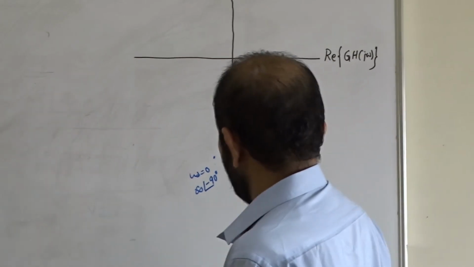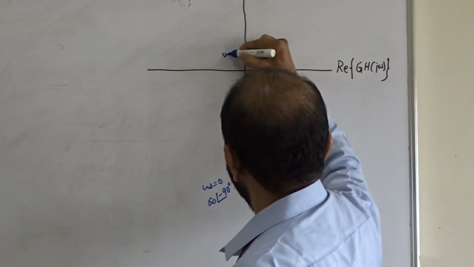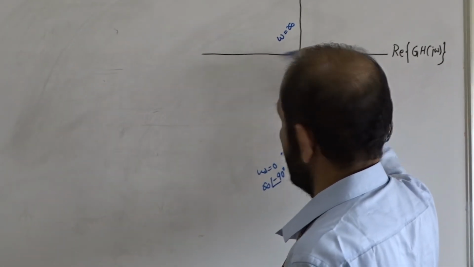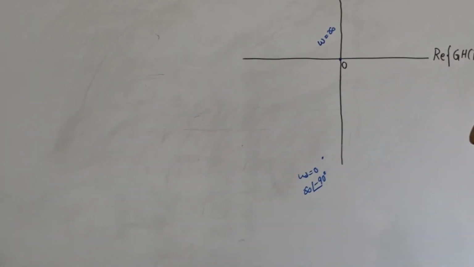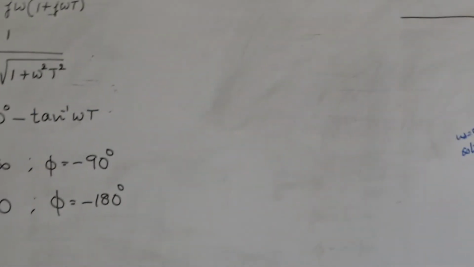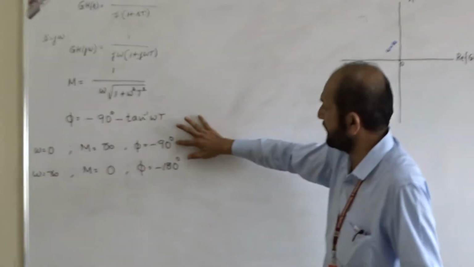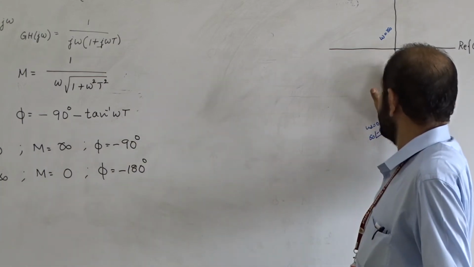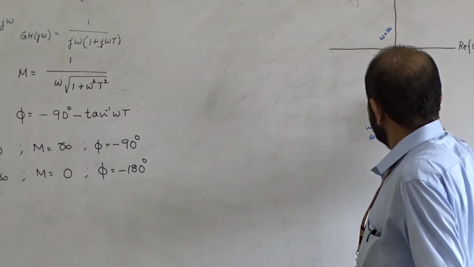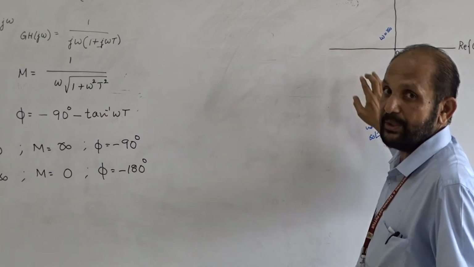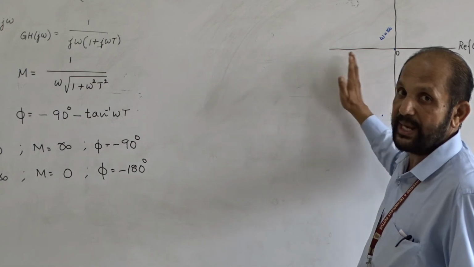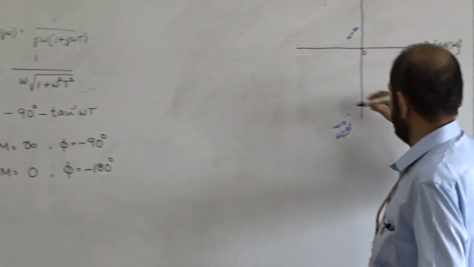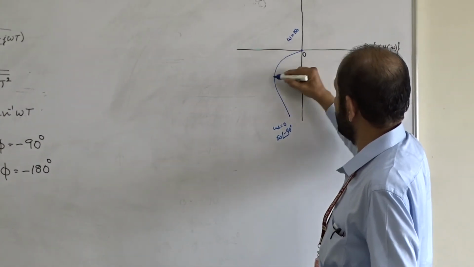When omega equal to infinity, the final point, magnitude is 0. Whatever the angle, magnitude 0 is nothing but the origin. Now the angle goes from minus 90 degree to minus 180 degree, so the plot should lie between this axis and this axis. There is no possibility of the plot crossing either the imaginary axis or the real axis. The entire thing should lie in this quadrant. So roughly sketch it, and you get a plot something like this.